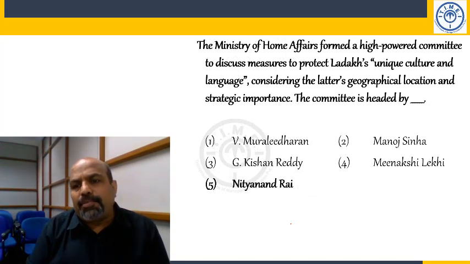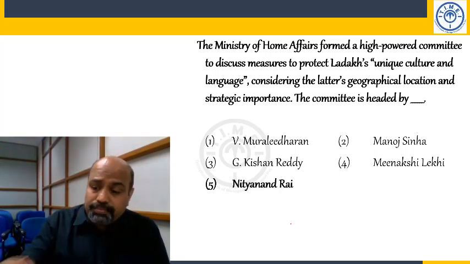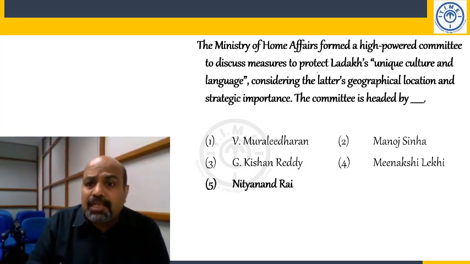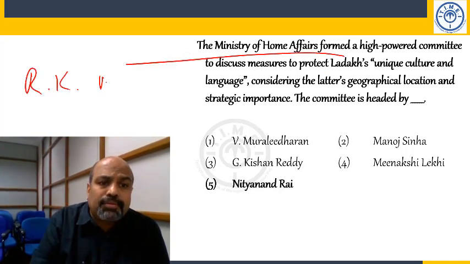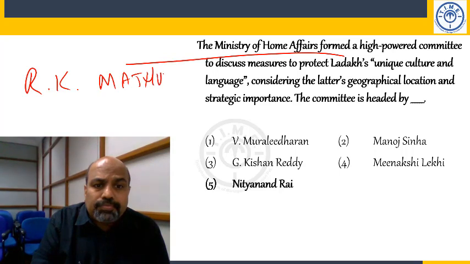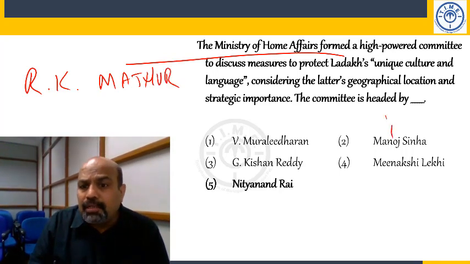The Ministry of Home Affairs formed a high-powered committee to discuss measures to protect Ladakh's unique culture and language, considering the latter's geographical location and strategic importance. The committee is headed by Nityanand Rai. Ladakh's Lieutenant Governor is Radha Krishna Mathur. Manoj Sinha is the J&K Lieutenant Governor.